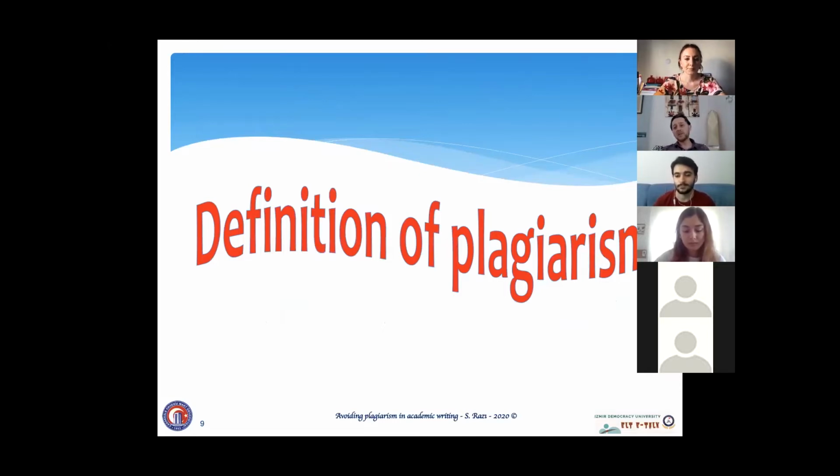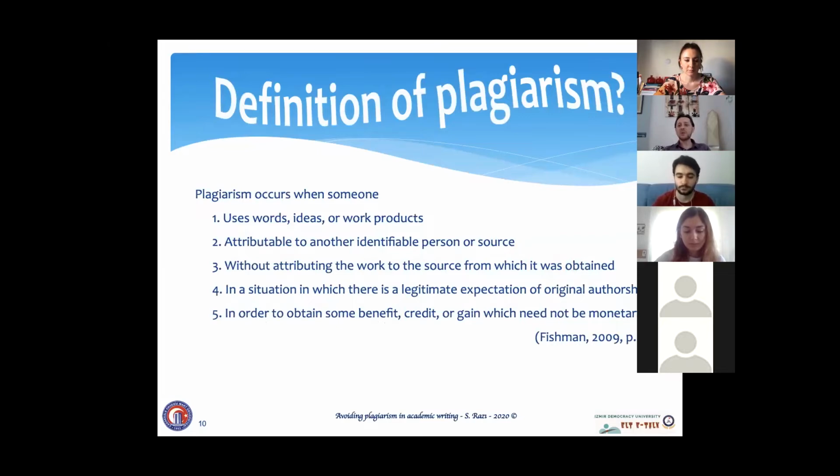What do we understand from plagiarism? Indeed, we provided some explanation about plagiarism, but we haven't completed our definition yet. I'd like to show you the definition of plagiarism by Teddi Fishman here. Probably it is the best definition of plagiarism. Fishman here refers to five different occurrences related to plagiarism. To her, plagiarism occurs when someone uses words, ideas, or work products. Be careful, we don't only say expressions here. This also includes ideas or any other work products.